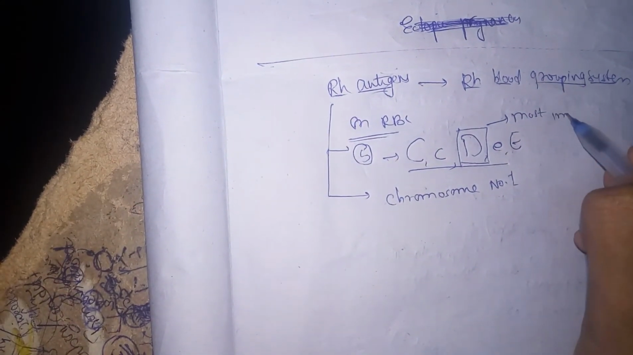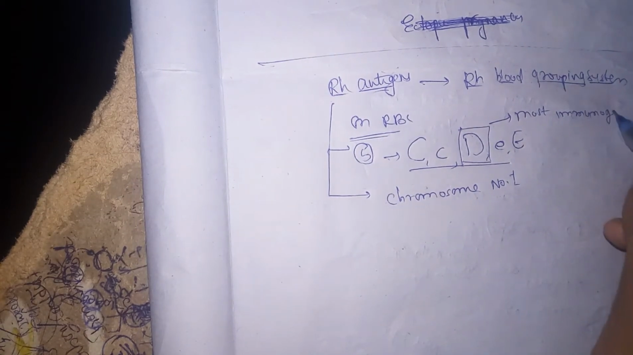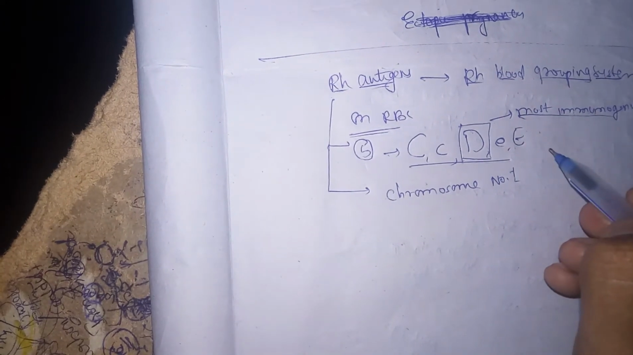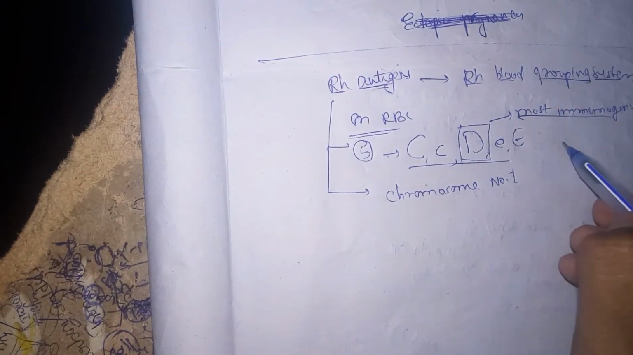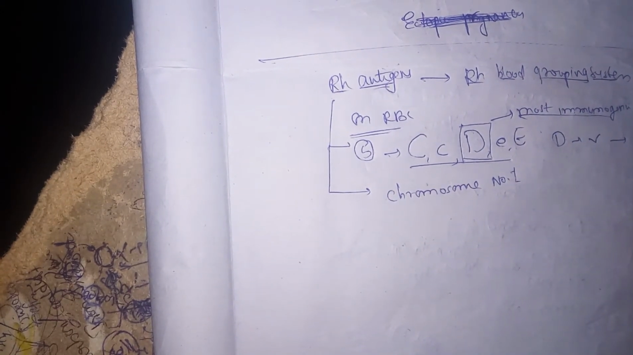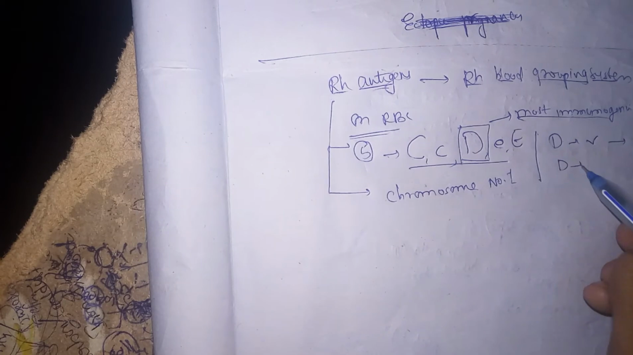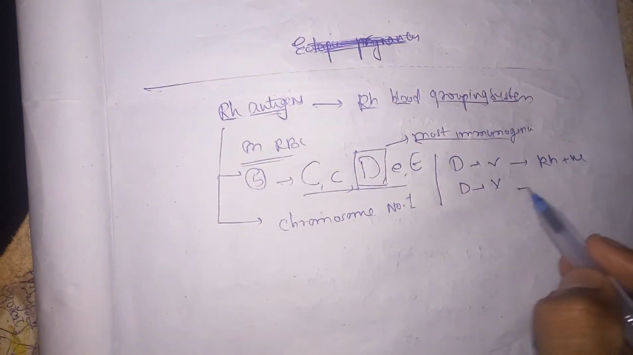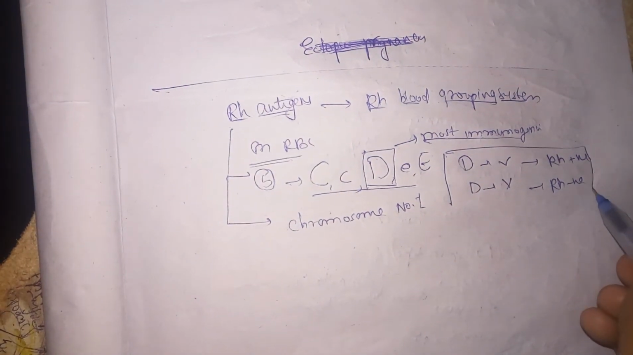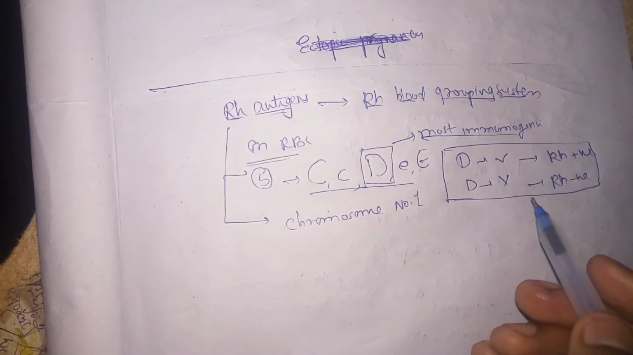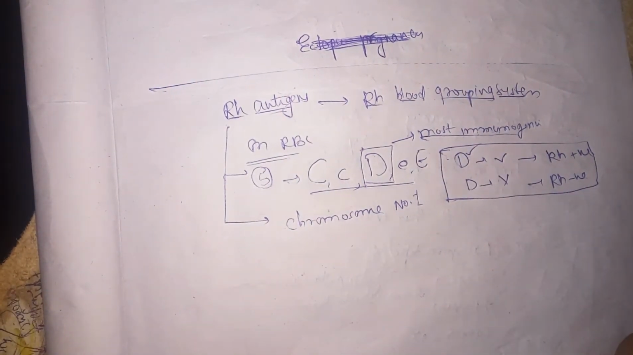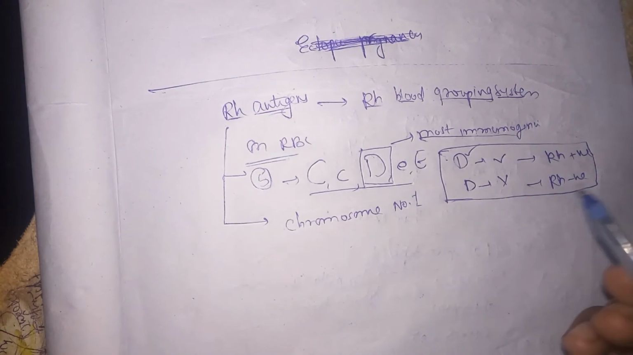Among these 5 antigens, D antigen is the most immunogenic. If D antigen is present, then it is called Rh positive. If D antigen is absent, then it is Rh negative. So basically, whenever we discuss Rh antigens, we mainly talk about D antigen because D antigen is the most immunogenic.